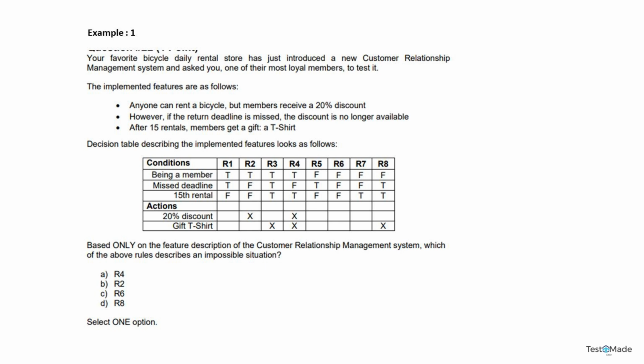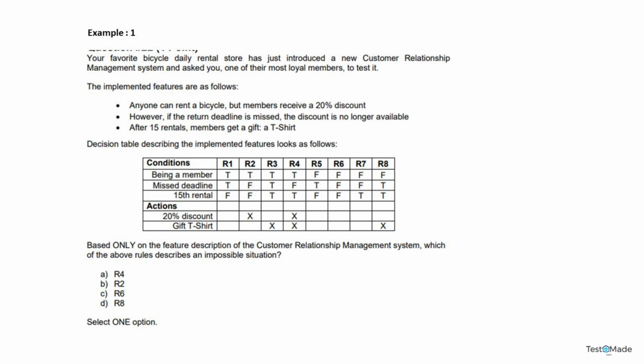The question is based only on the feature description of the customer relationship management system. Which of the above rules describes an impossible situation? The question is, does the decision table follow the instructions mentioned or not? And which of the 8 rules doesn't follow the instructions? There are 2 ways to solve this question.